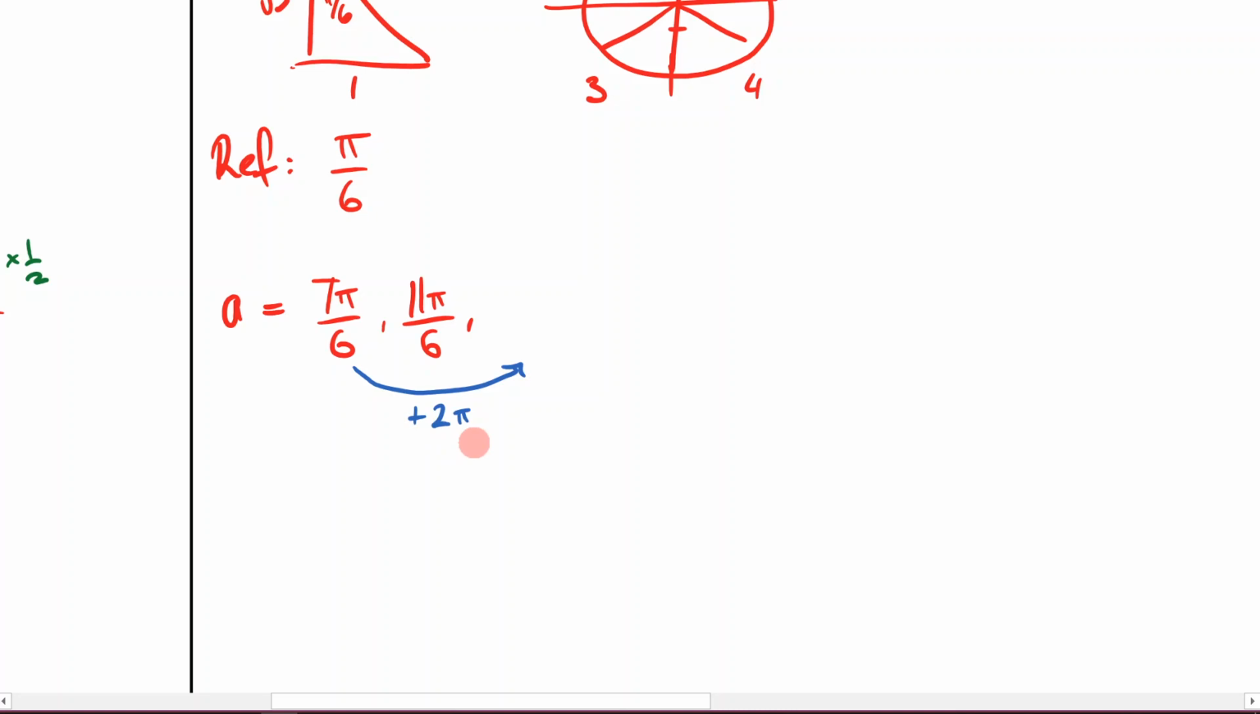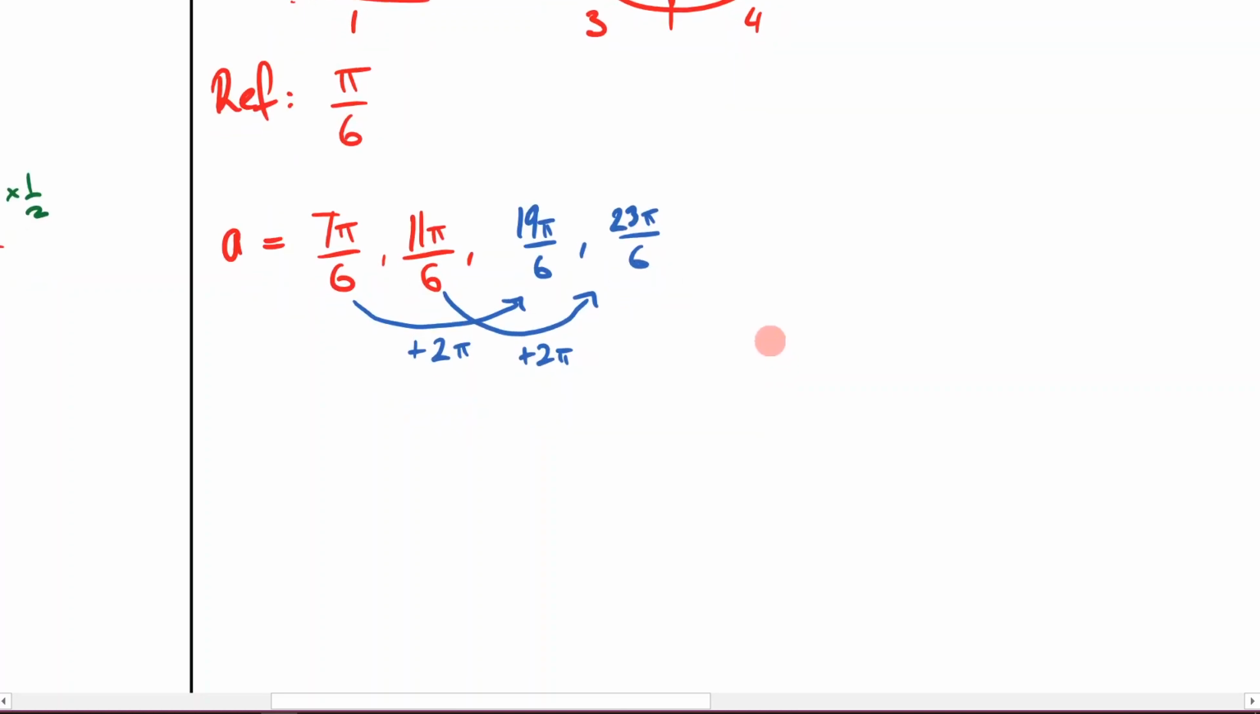So that's going to be 7 pi on 6 plus 12 pi on 6, which is going to be 19 pi on 6. And then I'm going to take this one and I'm going to plus 2 pi to that. So 11 pi on 6 plus 12 pi on 6 is going to be 23 pi on 6.